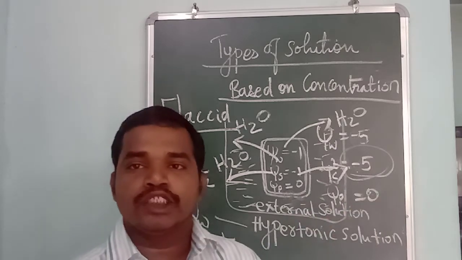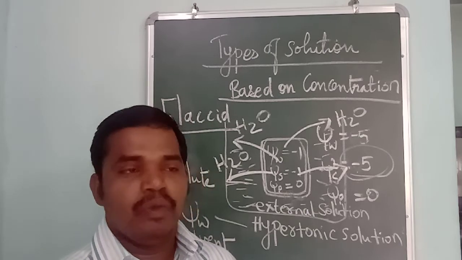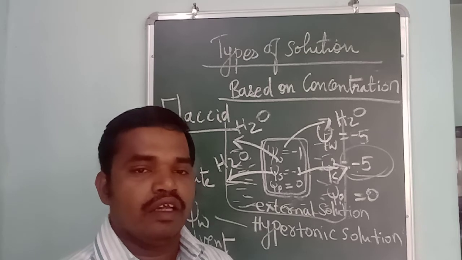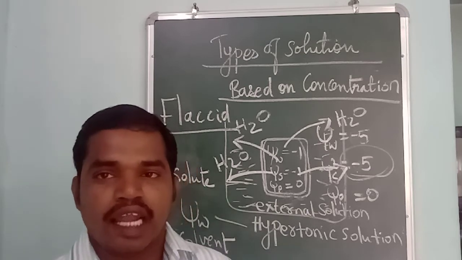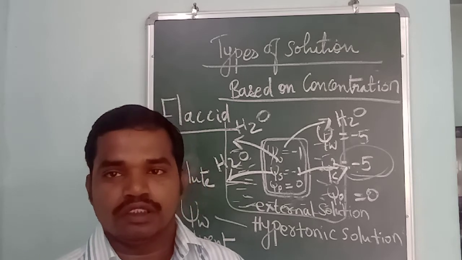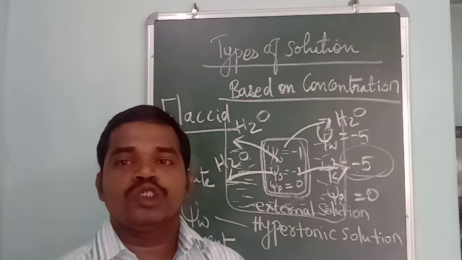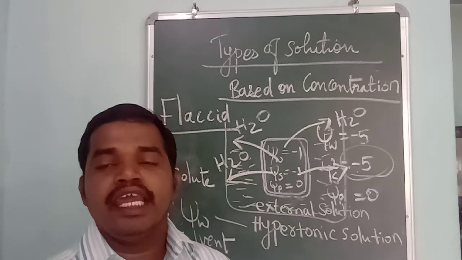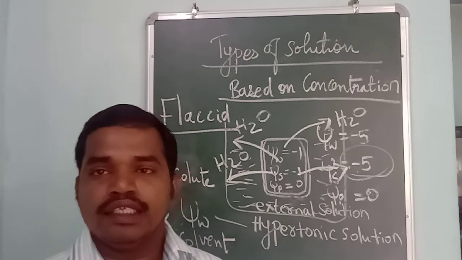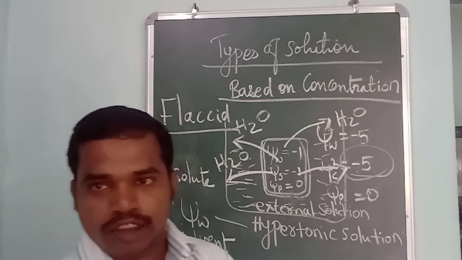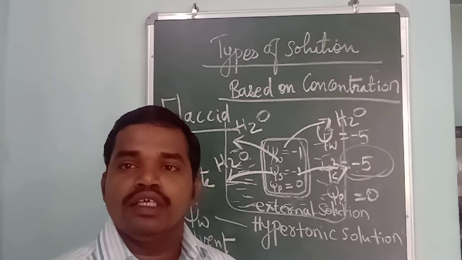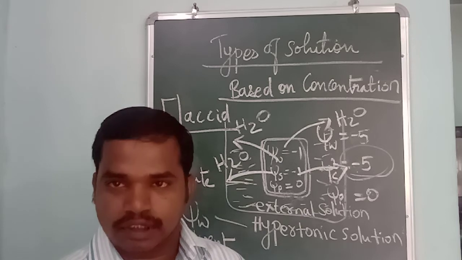What is exosmosis? Based on the direction of water movement into or out of the cell, osmosis is classified into two types: endosmosis and exosmosis. The exit of the water molecule from the cell is known as exosmosis. The entry of the water molecule into the cell is known as endosmosis.